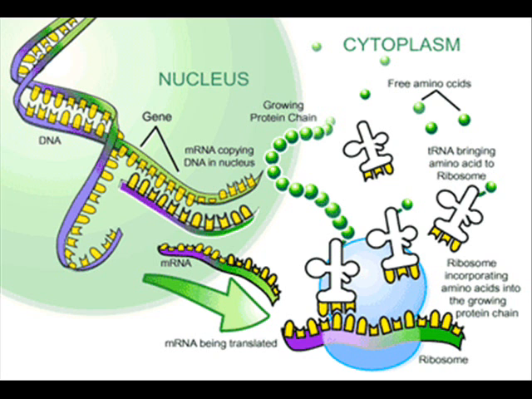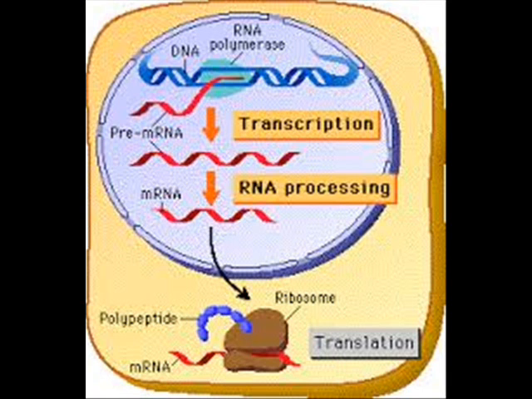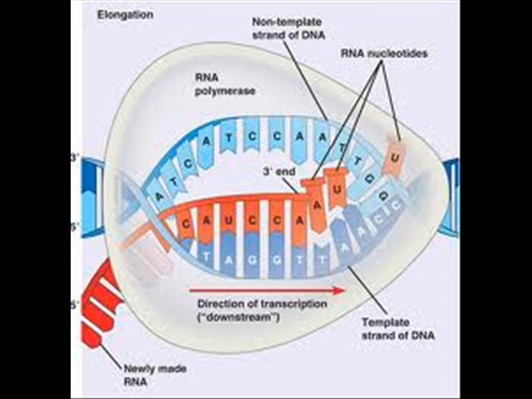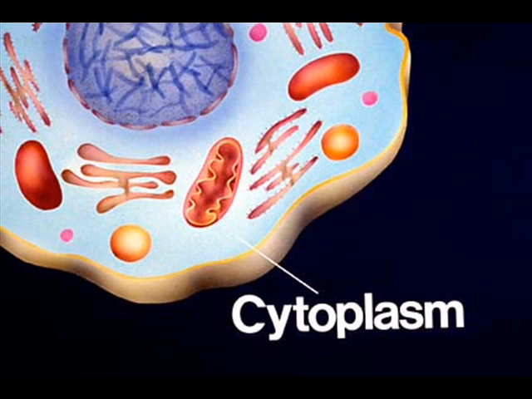Transcription occurs in the nucleus. Hydrogen bonds get broken. RNA polymerase adds nucleotides. It proofreads its work. The mRNA goes to the cytoplasm.